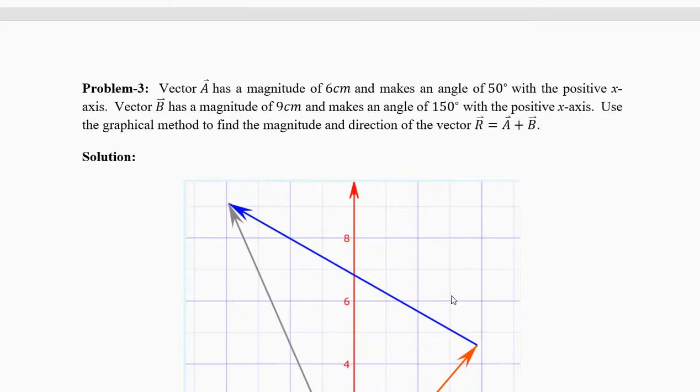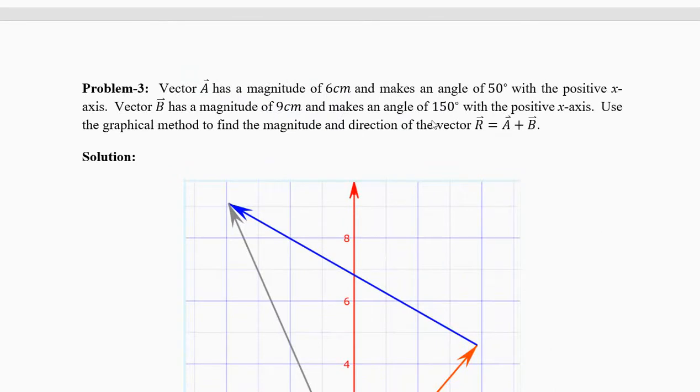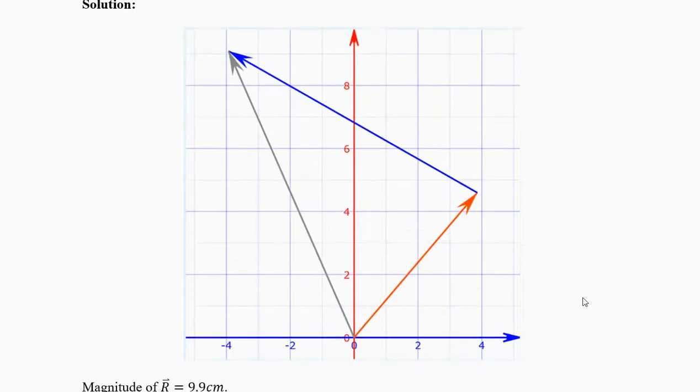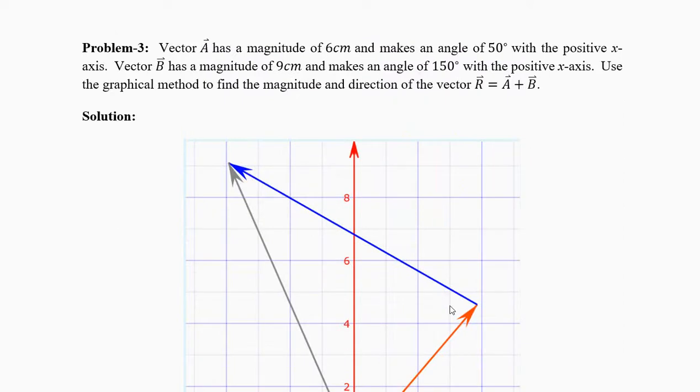First draw the red vector. You'll get 6 centimeters and 50 degrees. Look, it looks like 50 degrees. Then you have to draw 150 degrees. 150 is a very big angle. And you can see it is 9 centimeters and 150 degrees. And the result is 9.9 centimeters in magnitude and the direction is 113 degrees.